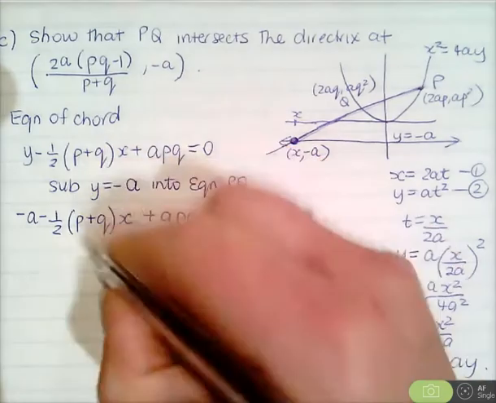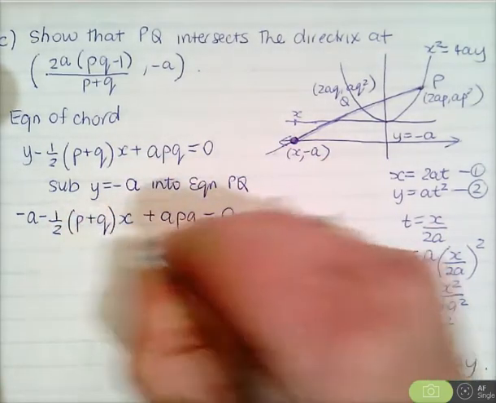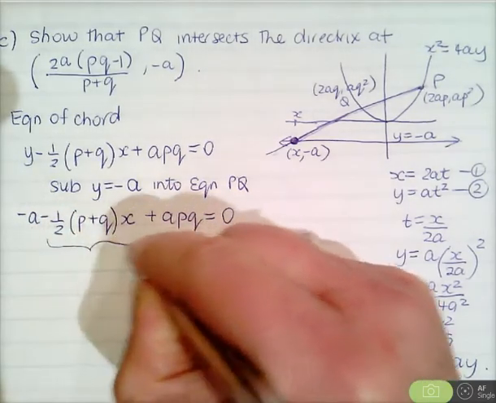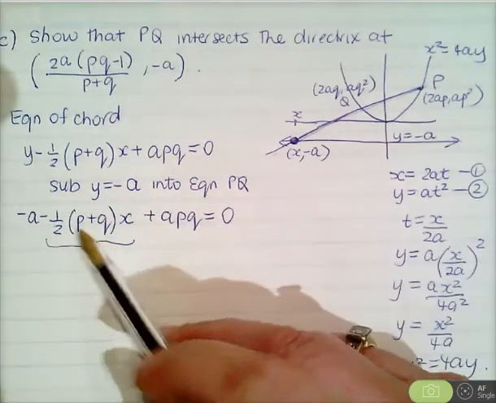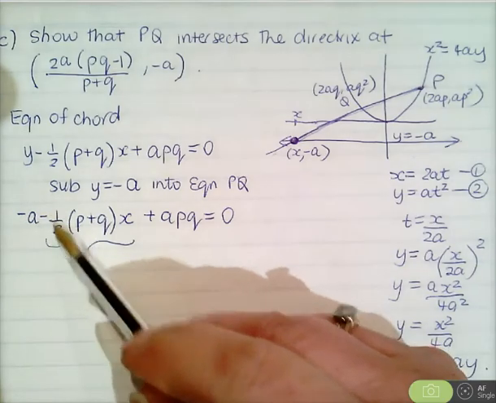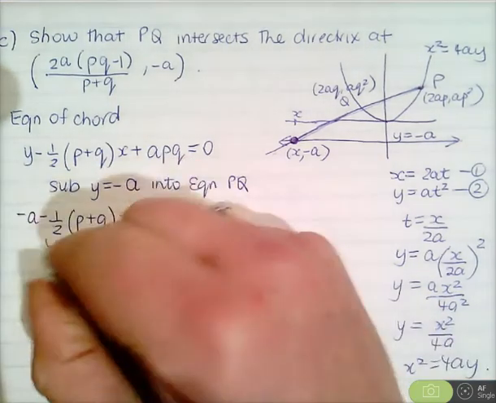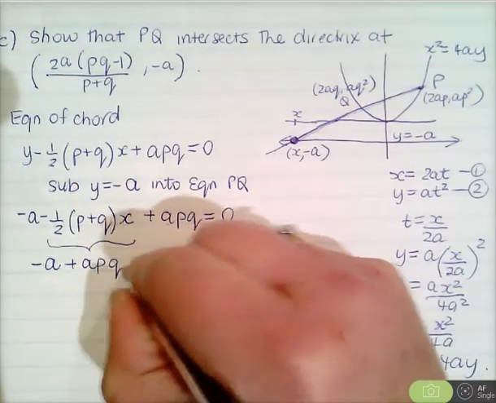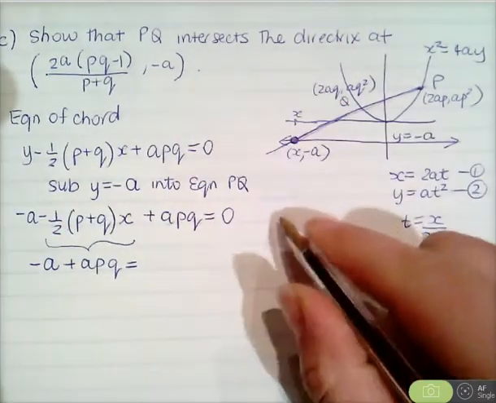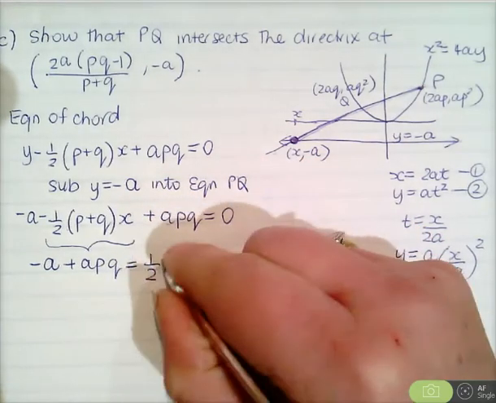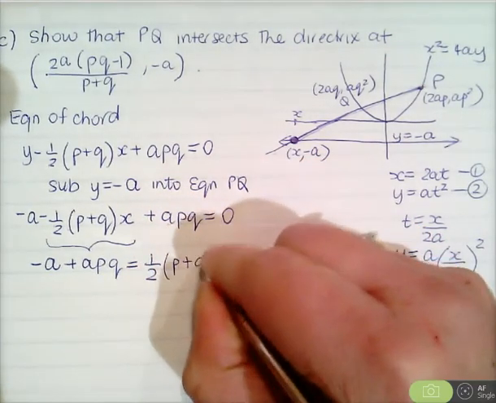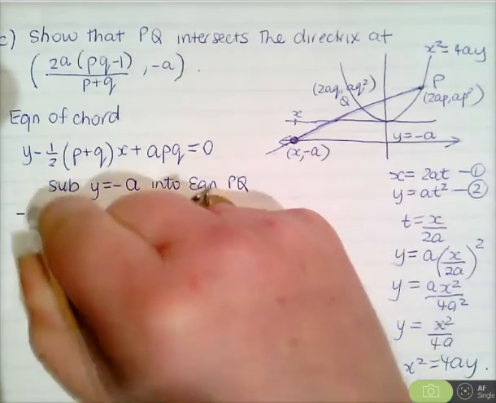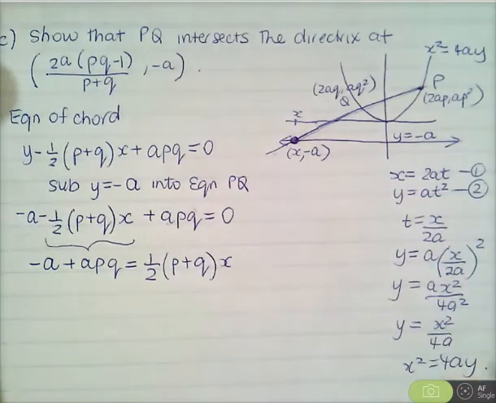So I'm going to take this term here with the x to the other side. The reason I'm taking it to the other side is that I've got negative a half times p plus q x. So I'm going to keep the negative a here and the plus apq on the left, and I'm going to take this negative a half bracket p plus q x to the other side, and I get positive a half bracket p plus q x. Remember, this is one term here. Negative a is another term, and plus apq is another term.